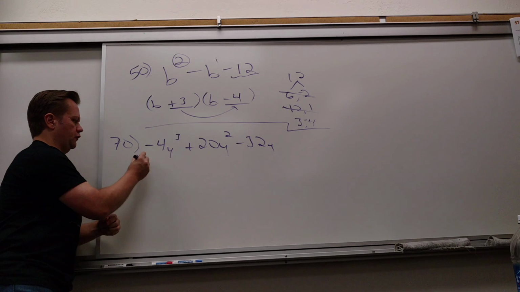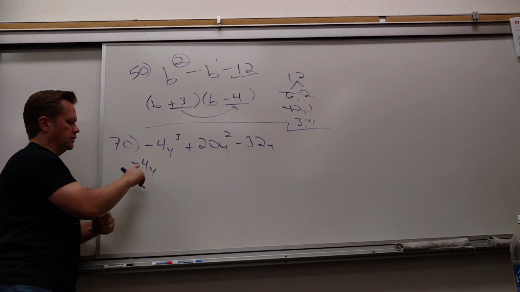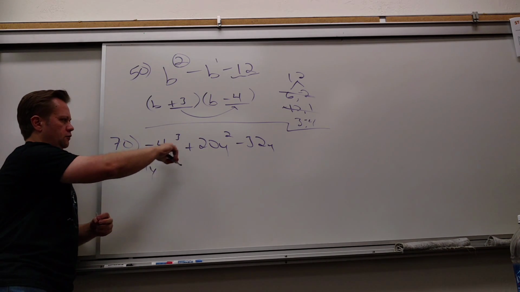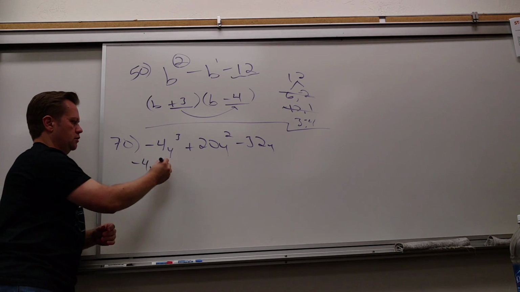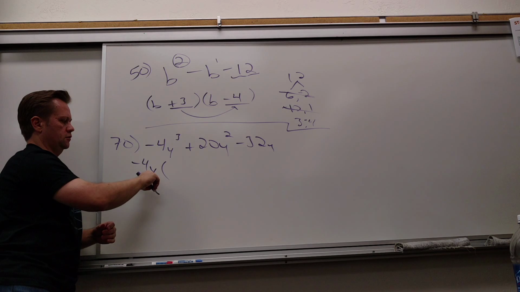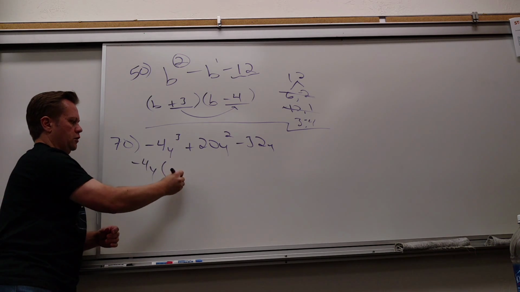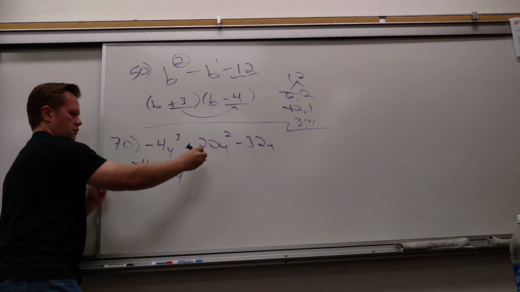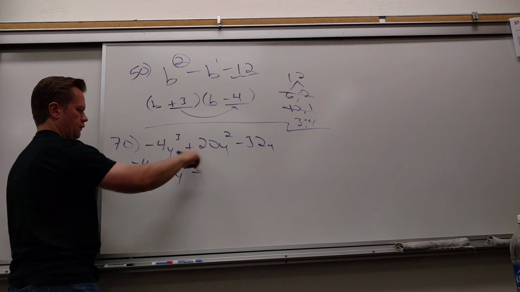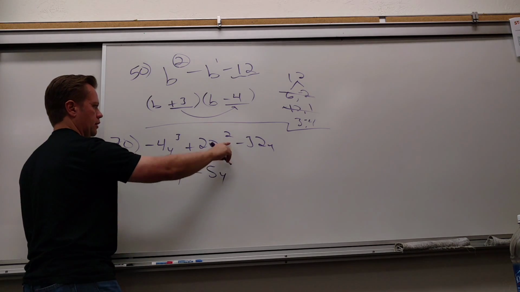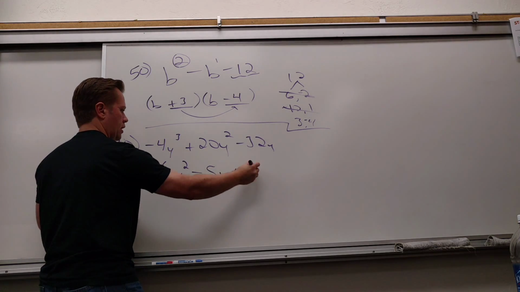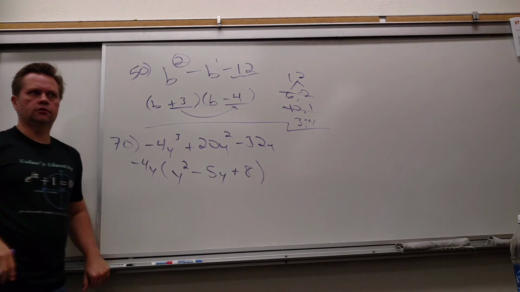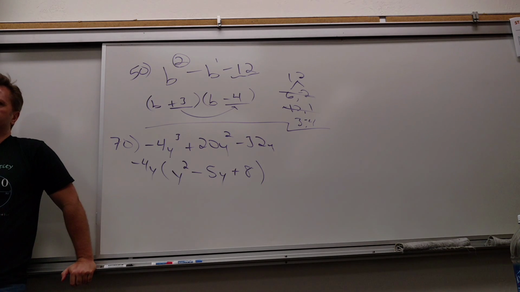Right. So I can take a negative 4 and a y. Since I'm taking a negative out, what's going to happen? All the signs are going to change. So this is now what? Y squared minus 5y plus 8. I had 2, I took 1. I like it because I took the y out, but we stopped it for a second.